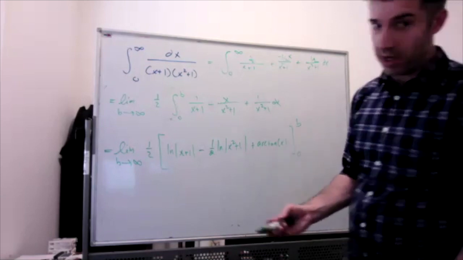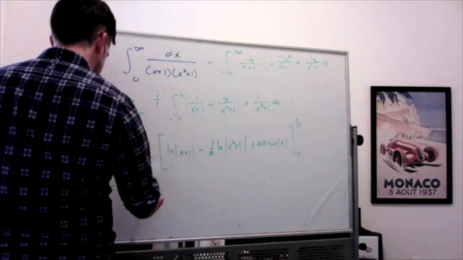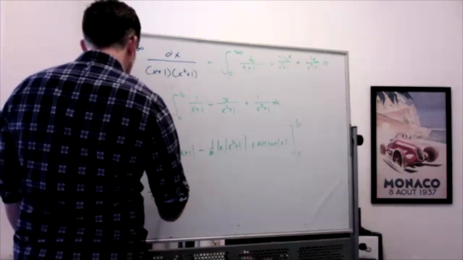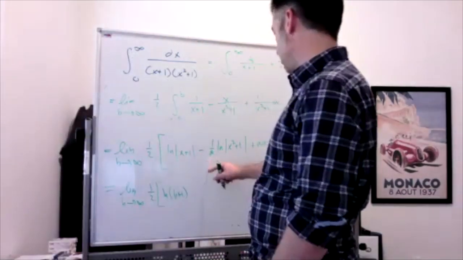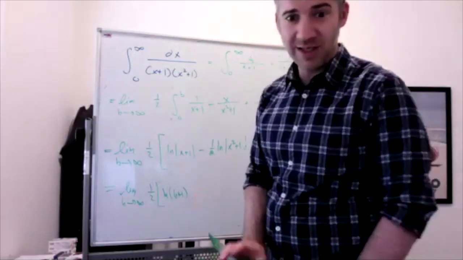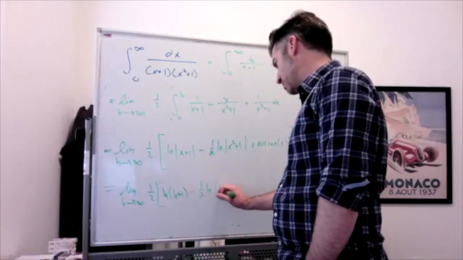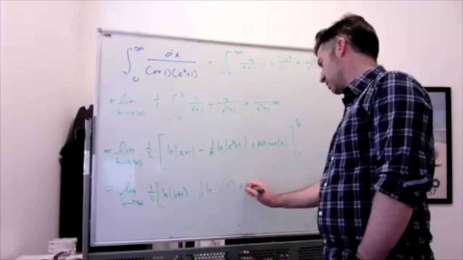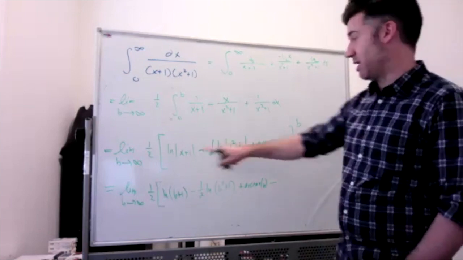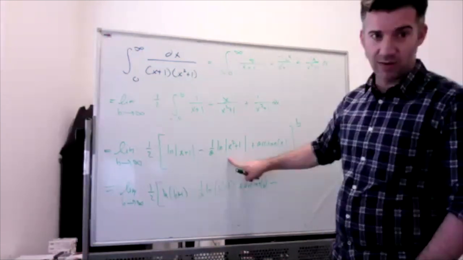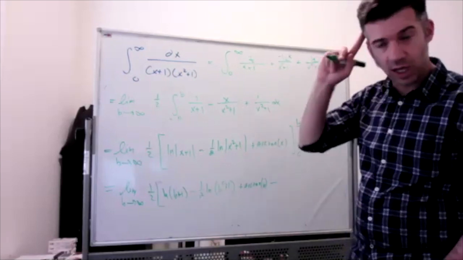Right. So then we do the limit as b goes to infinity of 1/2 times the natural log of b plus 1 minus 1/2 the natural log of b squared plus 1 plus the arc tangent of b minus, when you plug in 0, you get the natural log of 1, which is 0, minus the natural log of 1, which is 0, plus the arc tangent of 0, which is 0. Okay, this is good. This is a hard problem. So it's all zeros, but it's important to check.